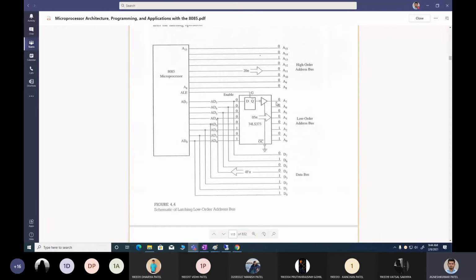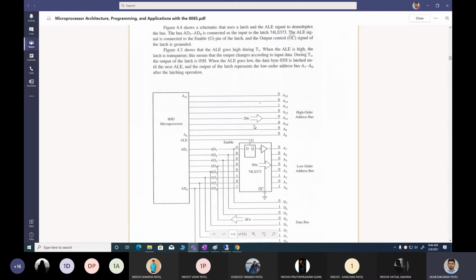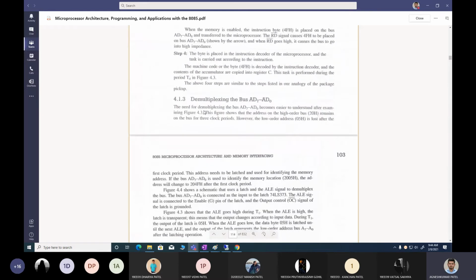So we have this separated address now. We can use this address, and while the data will be there, the data won't interfere with this address. Because there is this IC in between which will separate out the two parts. And this IC will only enable when the ALE signal is there. So this can be a question in your examination.